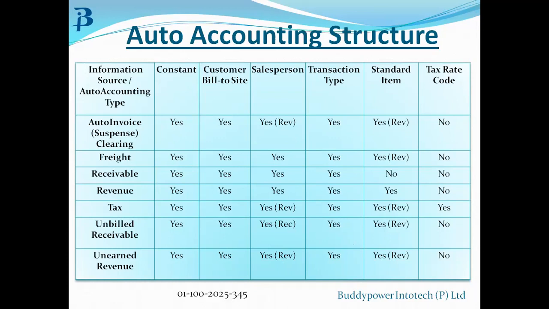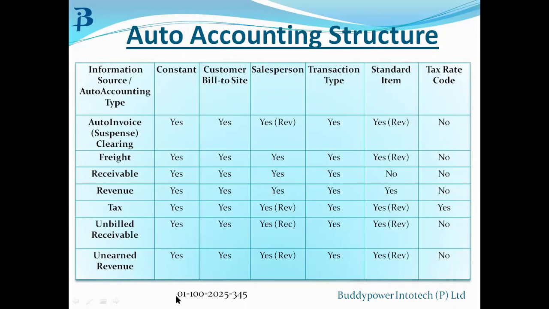Now let me give you an example here. In the accounting flex field, we had named all the segments, like the company segment. This would be, say, your cost center, this would be your account, and this would be a product or anything.